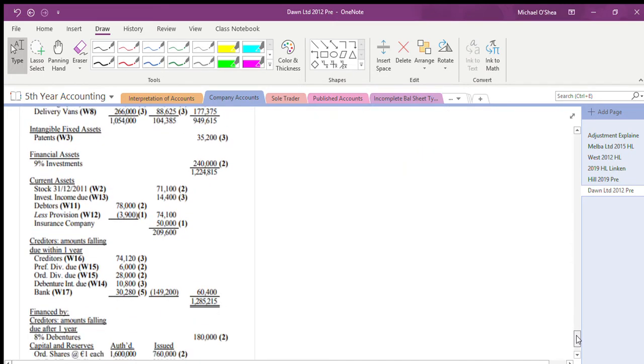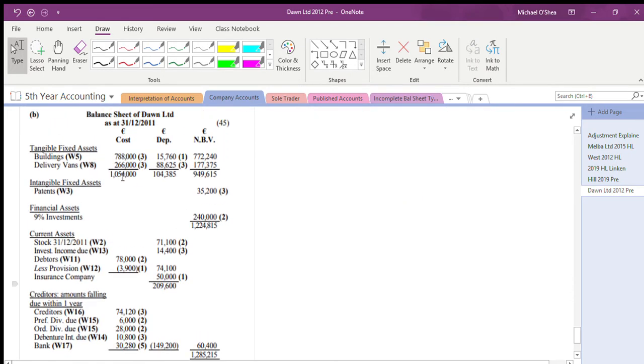Balance sheet, as normal. Tangible comes after intangible, so this is the pre-2012 layout. You won't get full marks if you do this in the exam. Intangible comes first, then tangible, then fixed assets. It's my normal stock, investment income due, debtors minus provision for bad debt, and the 50,000 the insurance company owes me.